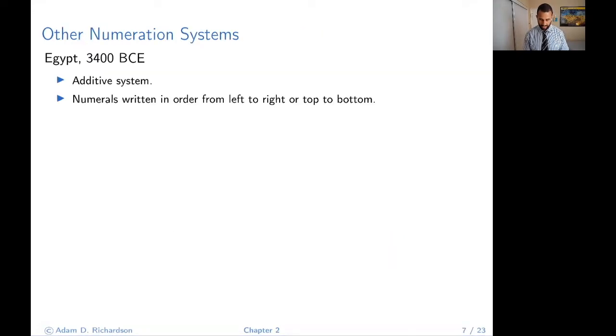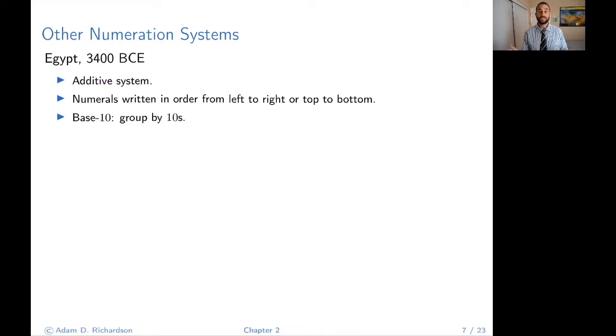So Egypt's system was also additive. So they would basically have some symbols to represent some number, and they'd have some other symbols to represent some other number. And if they put them near each other, you would be adding them together and building up a representation to describe this number. We'll see more in just a second here. Their numerals were also written in order from left to right. Actually, wait, for you guys, it's from left to right and from top to bottom. Okay, that one's not flipped, right?